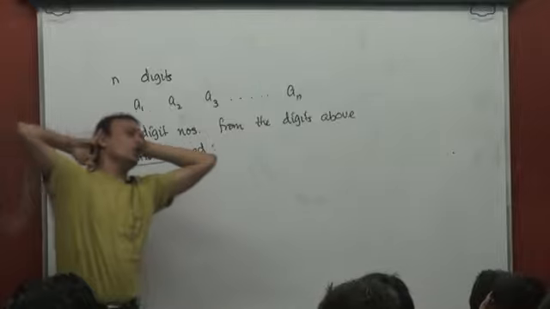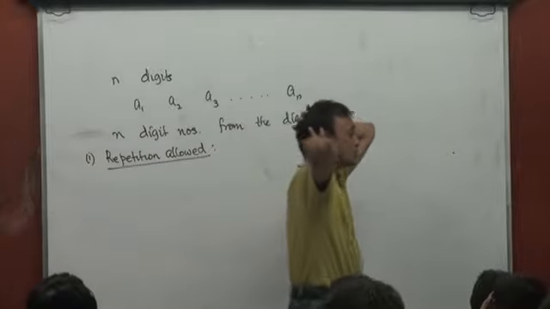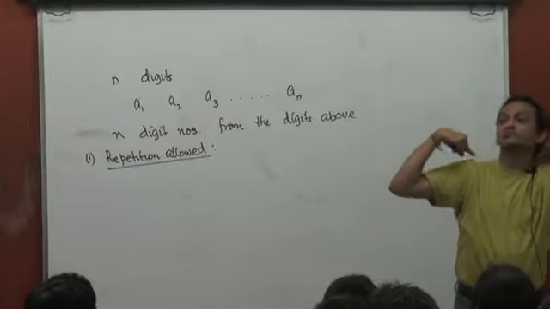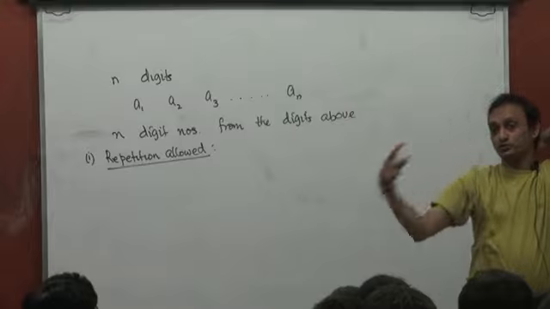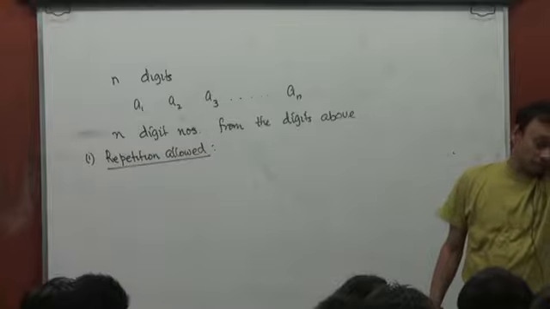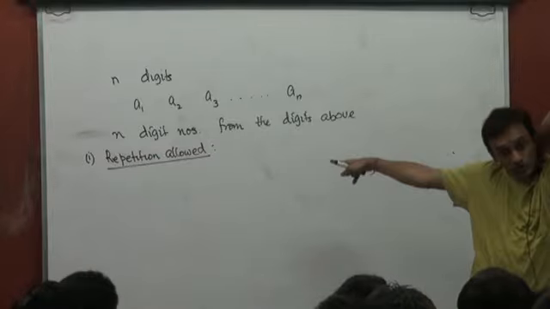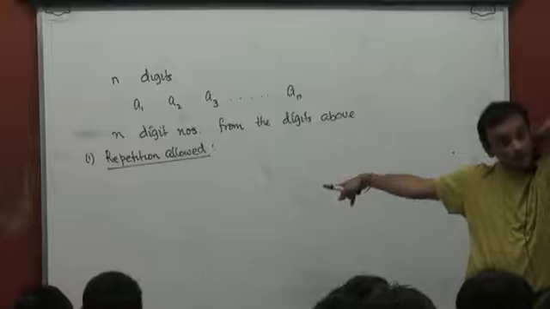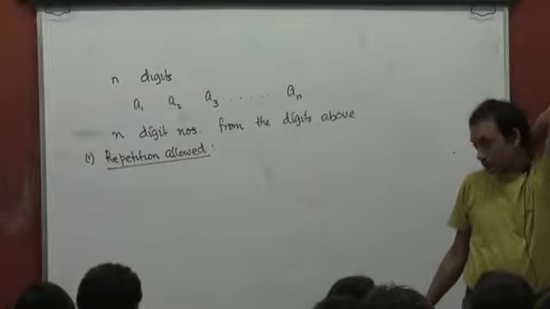After having generated all the n digit numbers with repetition allowed, I want to add all these numbers. That means the sum of all these numbers is what I am seeking. The sum of all the n digit numbers that I am producing in this process is what I am seeking. Clear?